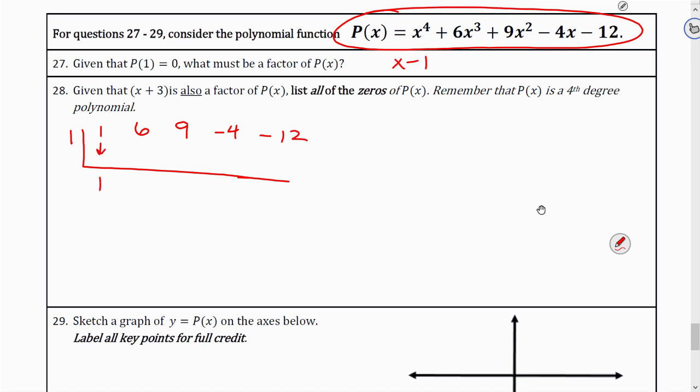1 times 1 is 1, 6 plus 1 is 7, 1 times 7 is 7, 9 plus 7 is 16, 1 times 16 is 16, negative 4 plus 16 is positive 12, 1 times 12 is 12, and -12 plus 12 is 0. Okay, so again, this is a 3rd degree polynomial left, this 1, 7, 16, 12.